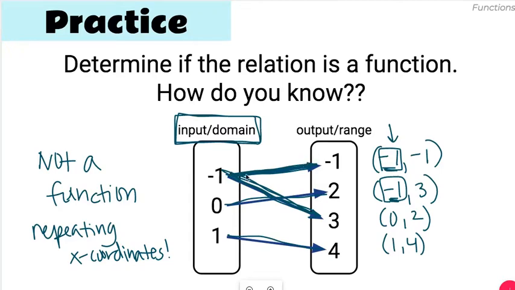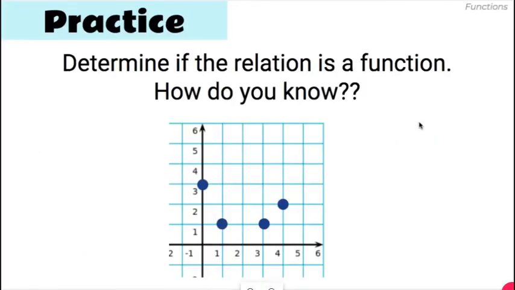Okay, so when you have 2 arrows coming off of one of your domains, not a function. Okay, so the last type of relation that we want to look at to decide if it's a function is a graph. So sometimes you have points, sometimes you have a line or something that's curved, and you have to decide, is it a function?